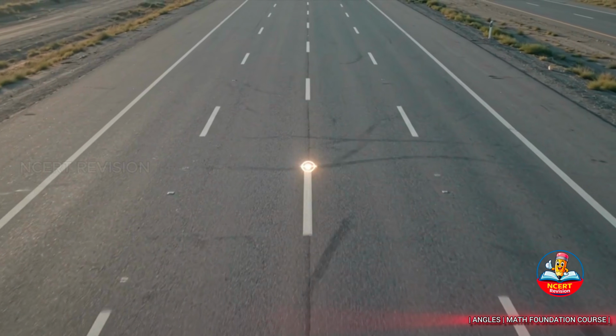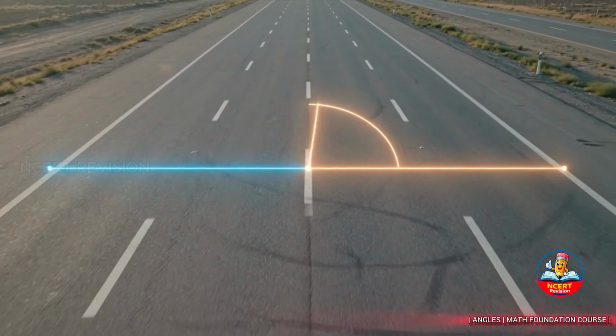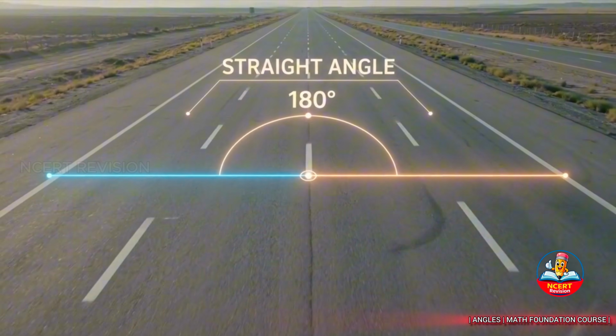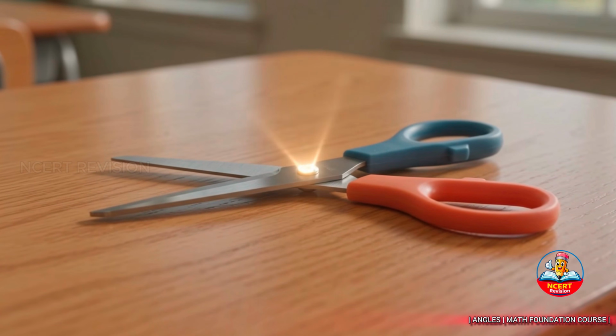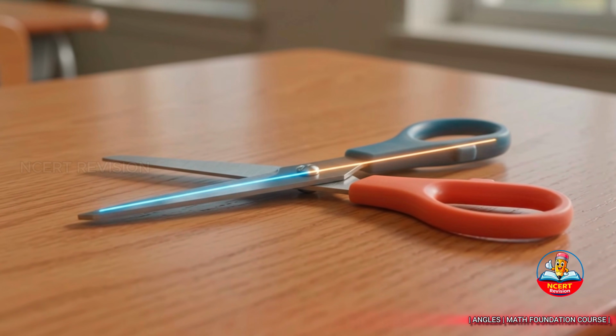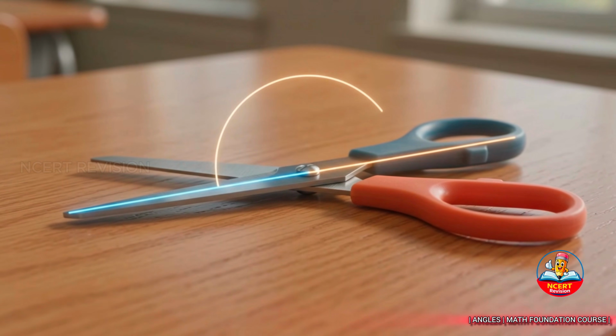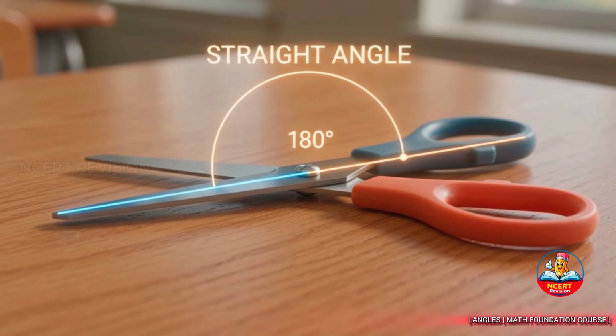Look at this straight road. From one point, the two opposite directions form exactly 180 degrees. That is a straight angle. Joining point is the vertex. These scissors show another straight angle. Their blades point in opposite directions from the pivot, forming exactly 180 degrees.